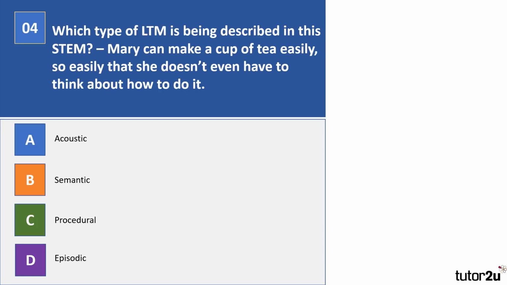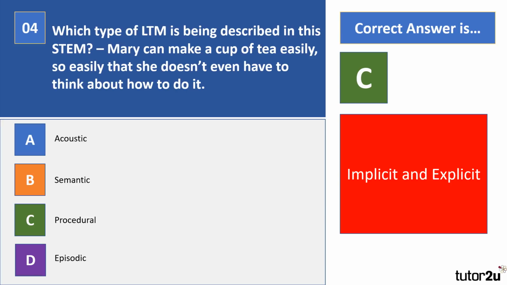Question 4. Which type of long-term memory is being described in this stem? Mary can make a cup of tea easily, so easily that she doesn't even have to think about how to do it. Okay, is it A, acoustic, B, semantic, C, procedural, or D, episodic? Pause the video. Okay, now the answer is C, procedural.